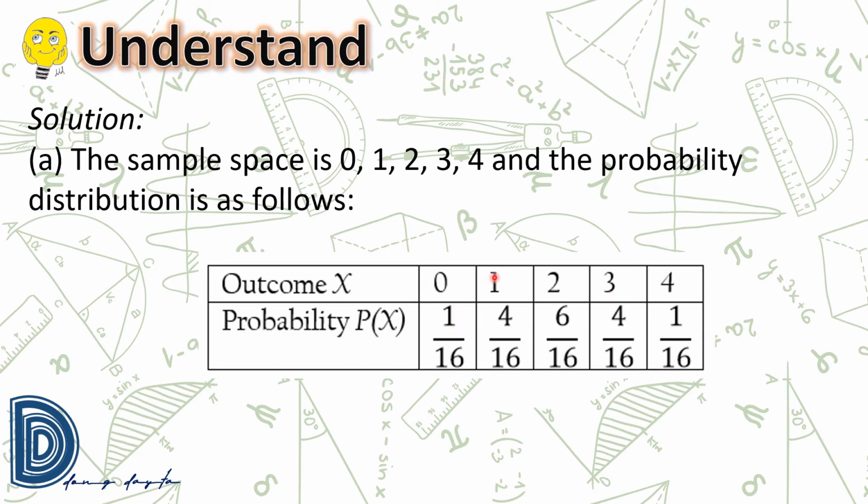So the probability that there is no female in a household of 4 members is 1/16. With 1 female is 4/16. 2 females, the probability is 6/16. 3 females, the probability is 4/16. 4 females, the probability is 1/16.